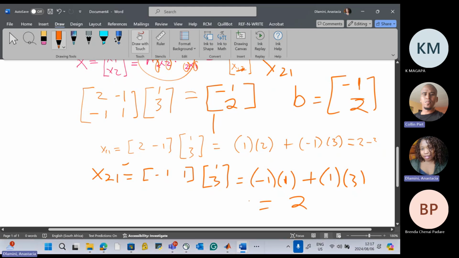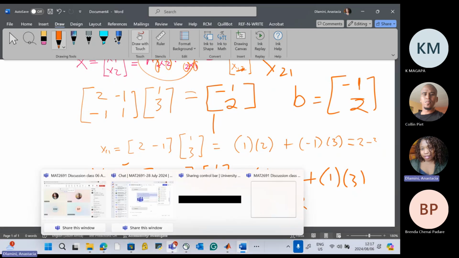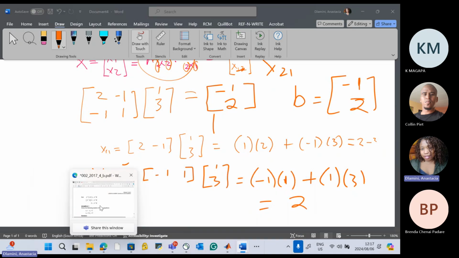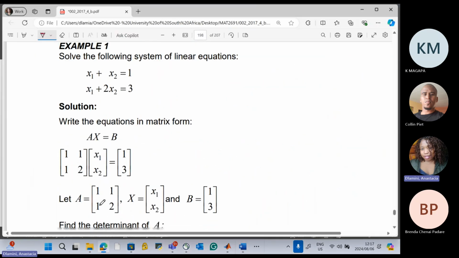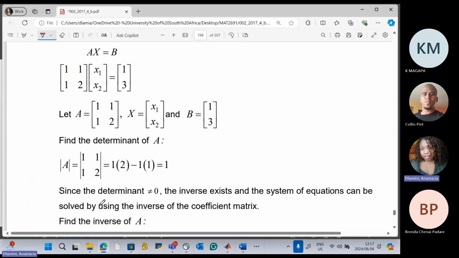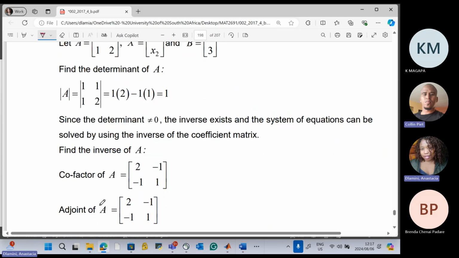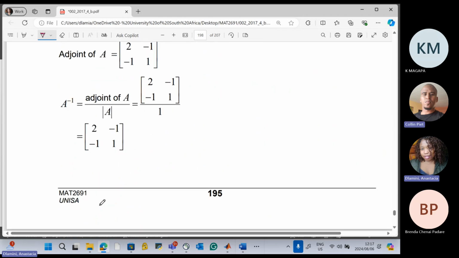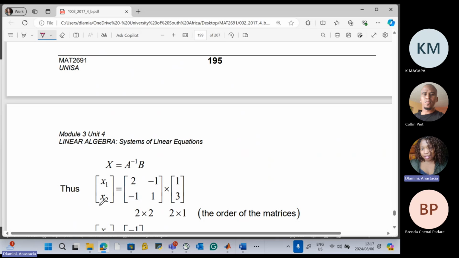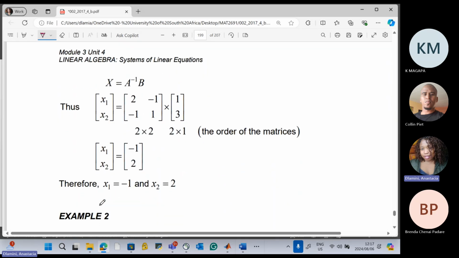Let's go and check. While I'm fixing my pen, we need to go and check. Well done to us. Bingo. Then you tell them that you know maths, and then you say, therefore, x1 is equal to negative 1, x2 is equal to 2. There we go.